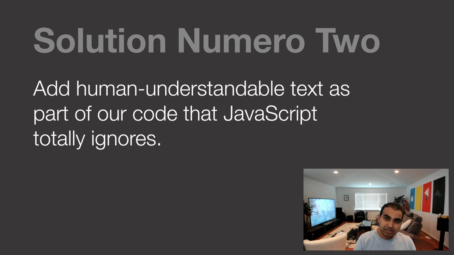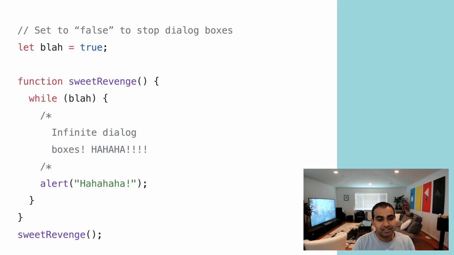And so taking what we saw about comments earlier, let's look at the next example that we have here. Here we have some code. And notice that in this code, I have some comments, but what I've commented are not lines of code, they're human readable text that communicates something to me or to someone else who is reading it. So for example, I have this comment that says set to false to stop dialog boxes. So the variable blah is set to true. This tells me that if I set it to false, then maybe the dialog boxes will not be happening.